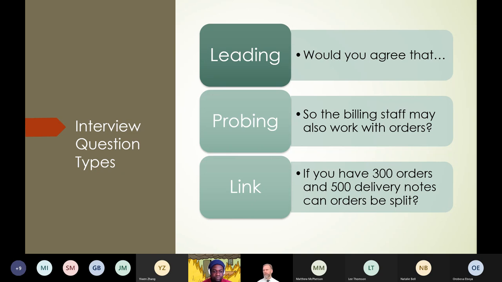So you've been through and you've looked at the business, and you've seen that they have 300 purchase orders, but they've got 500 delivery notes. In other words, they've delivered 200 more things than were ordered. Now, you need to make sure that that's acceptable.